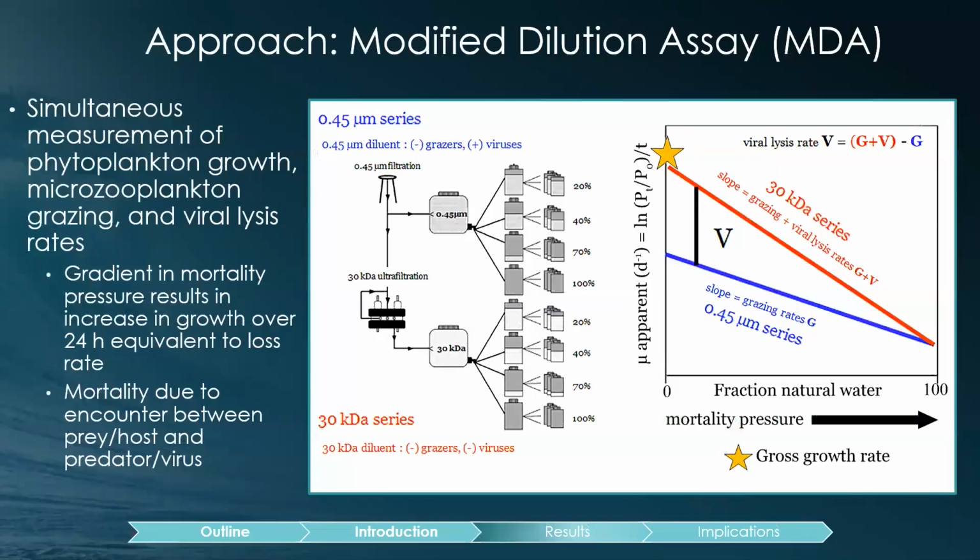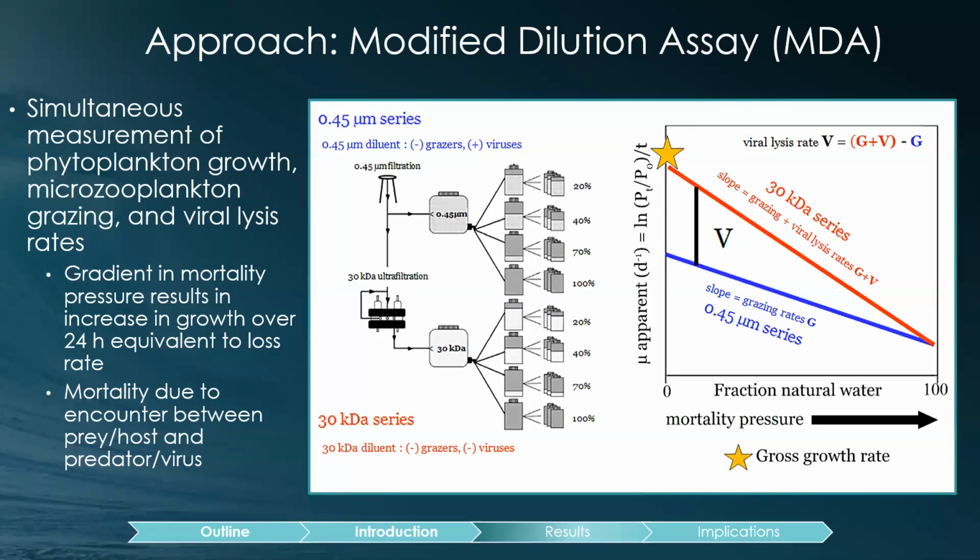So I just want to start off by introducing the method that I use in the field. It's called the modified dilution assay, or MDA. The MDA provides simultaneous rates of phytoplankton division, viral lysis, and microzooplankton grazing. Essentially, you have two parallel dilution series. One is the 0.45 series, so you just filter water through a 0.45 filter. This removes all your grazers, right?